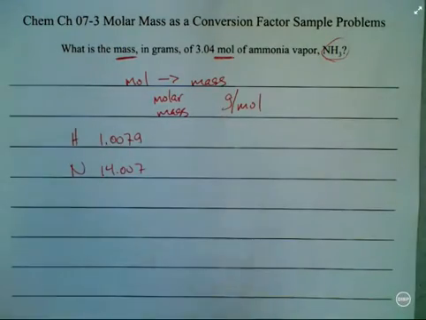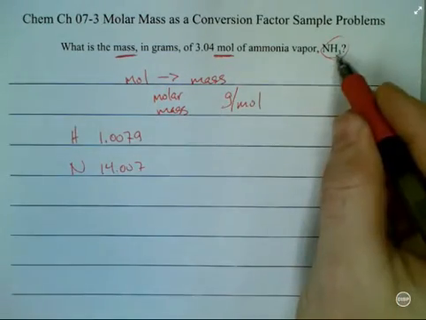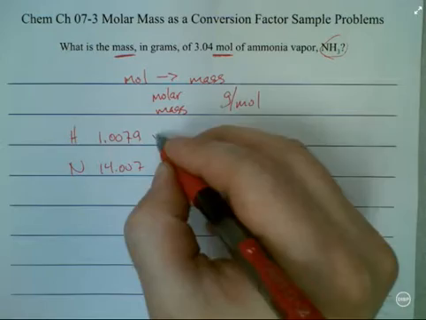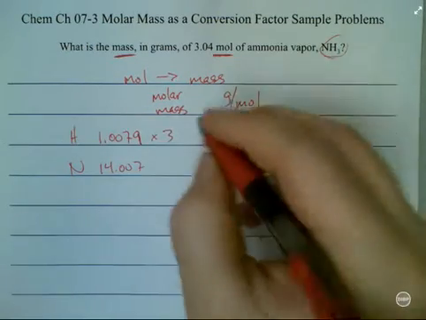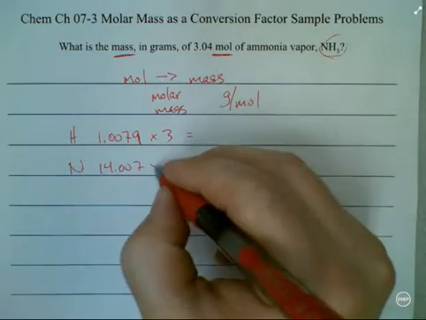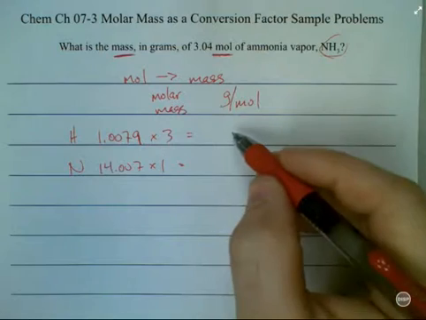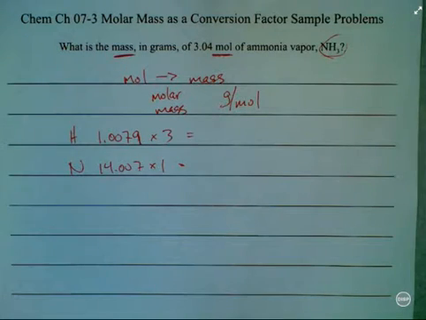14.007. Then you need to take into account how many moles of each of these elements are present in 1 mole of this substance. There are 3 moles of hydrogen present in 1 mole of ammonia vapor. There is 1 mole of nitrogen present in 1 mole of ammonia vapor. And all that's left for me to do is actually carry out these calculations.